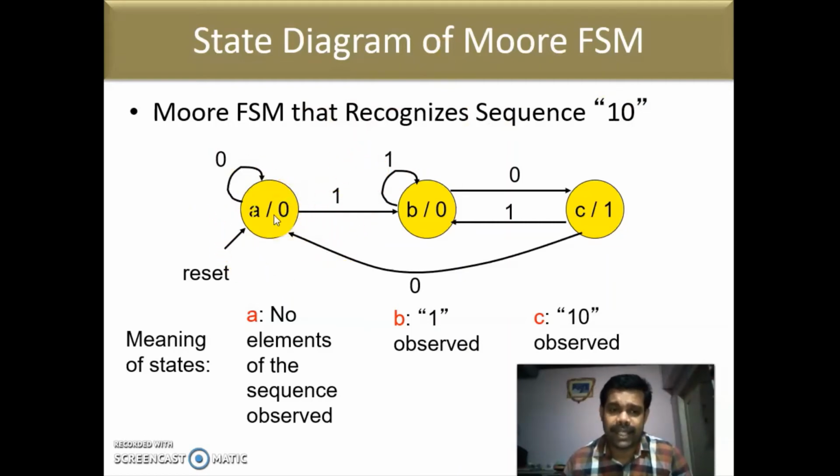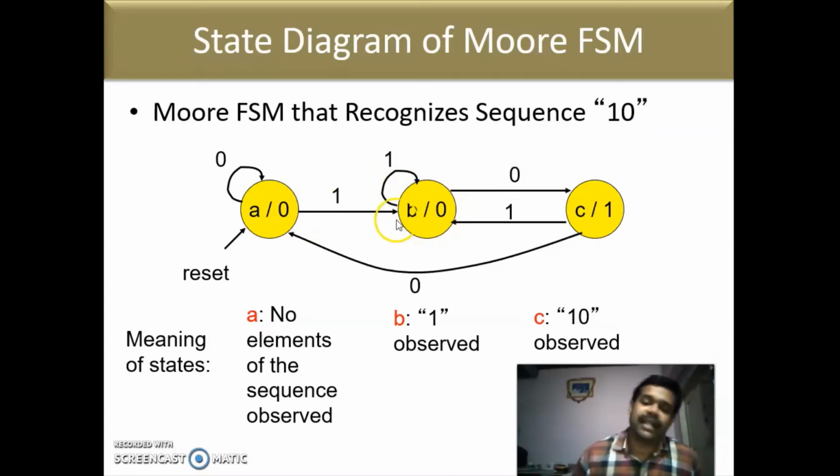So we are in state A, and we are receiving the first input as 0. Here the sequence is 1 0. We have to detect the sequence 1 0. Since we are detecting the 0, we stay in the present state. Next we are detecting 1, so it is going to the next state B.